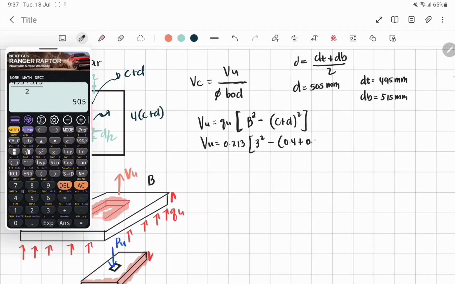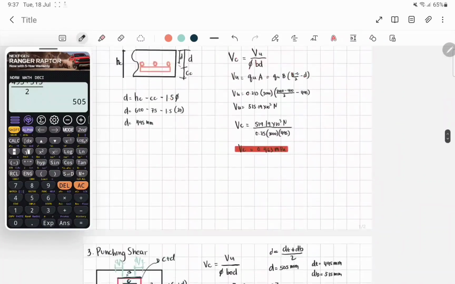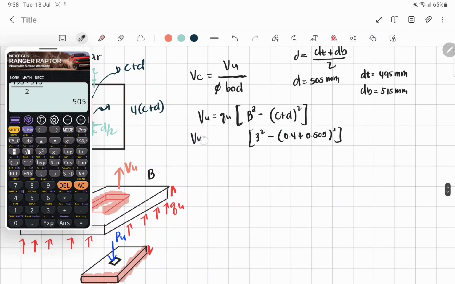To be consistent, let's make it in meters. What is the 0.213? It is in megapascals. Let's make everything in millimeters so it is in newtons. Let's say I change this one: times 10 raised to 6. So Vu is equal to 0.213 times 10 raised to 6, which will give kilonewtons.